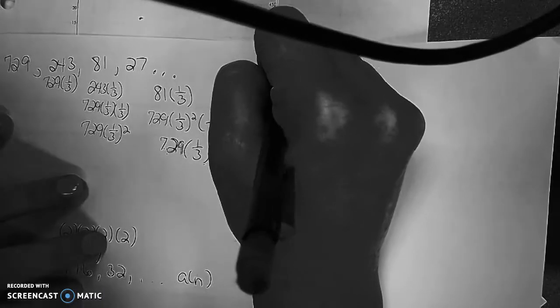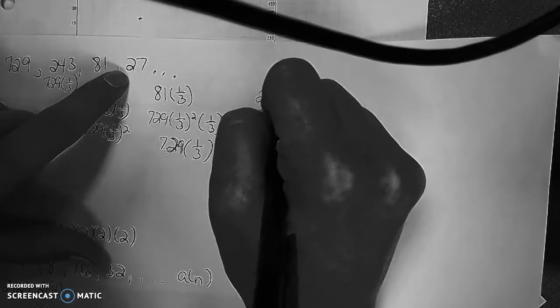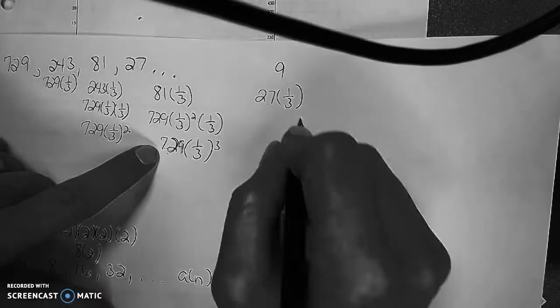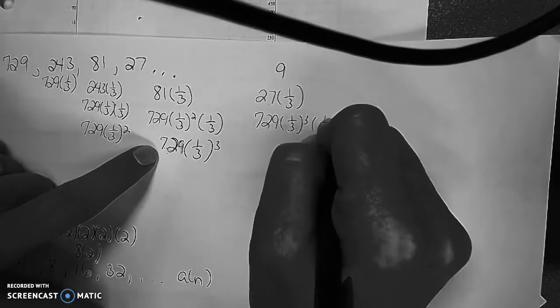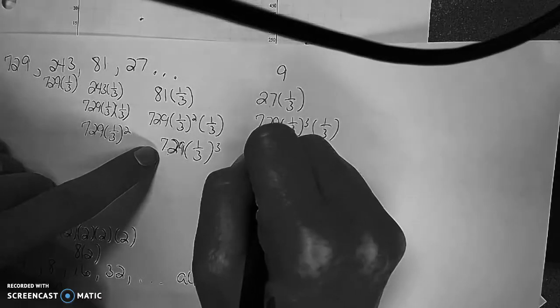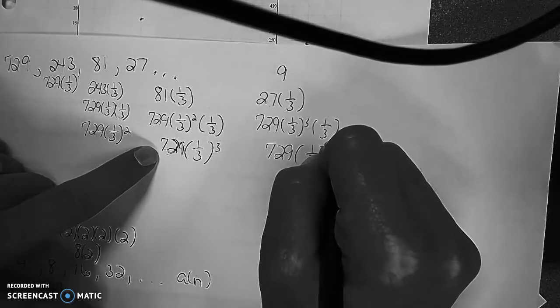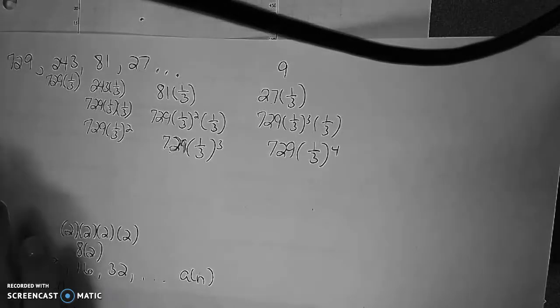Let's go. How would we get 9? To get 9, I would take 27 and multiply it by 1/3. But how did I get 27? 27 is 729 times 1/3 cubed. So in other words, 729 times 1/3 to the 4th. So look at your pattern.